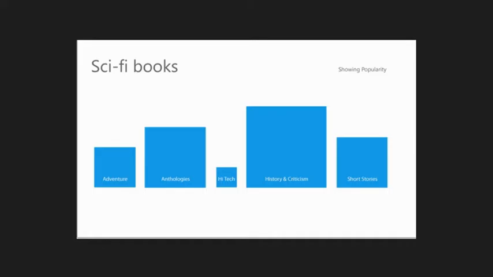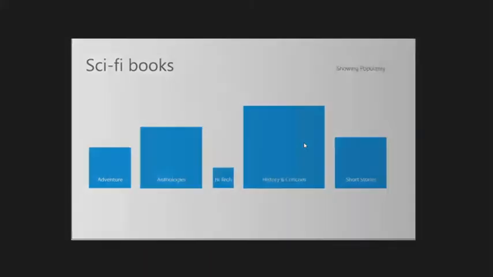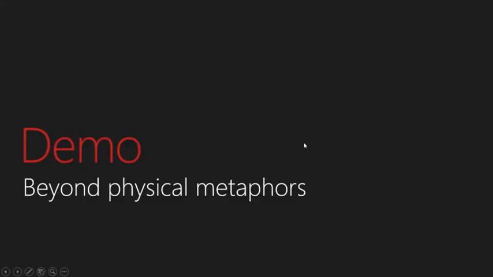But wouldn't it be great if I could see them in a different way? What if I could show them by popularity? So what if instead of having just a listing of all my screens, I had a big splash screen at the front that showed me adventure, anthologies, high-tech, history, and short stories, all with different bar graphs and things like that, so I could see very easily how things are. That's showing you things a little bit differently and going beyond that physical method of showing you things in a different light.